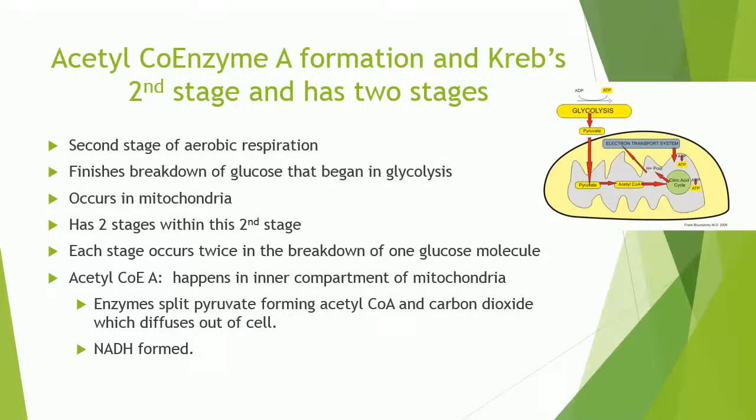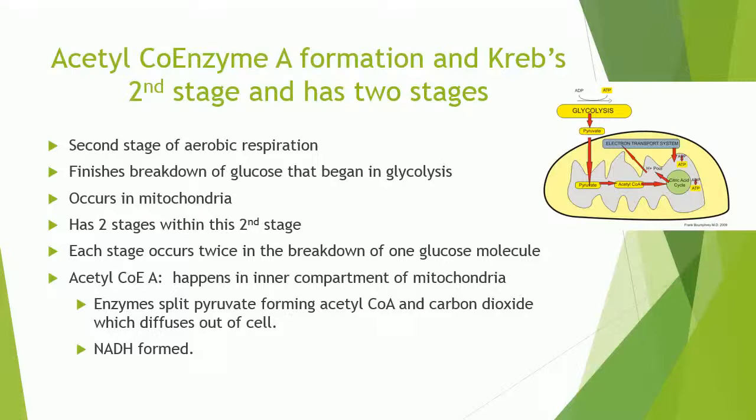The second stage of aerobic respiration is going to be acetyl coenzyme A formation and Krebs, which is going to be the second stage, but it has 2 components within it. So it's going to finish breaking down glucose that began in glycolysis. It's going to occur in mitochondria. Each stage occurs twice in the breakdown of 1 glucose molecule, and acetyl coenzyme A happens in the inner compartment of the mitochondria.